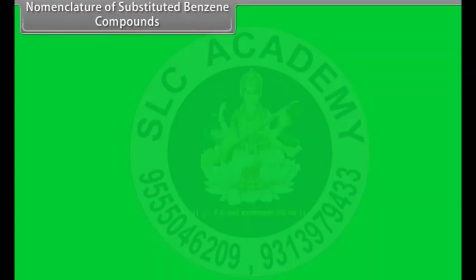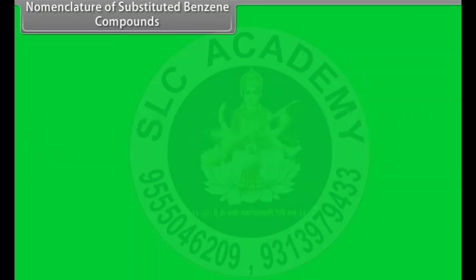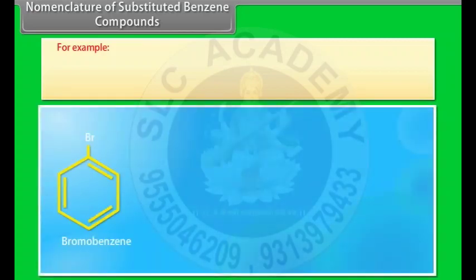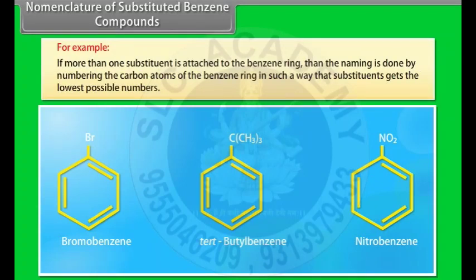Nomenclature of substituted benzene compounds. To name the substituted benzene compounds, they are named by attaching the name of the substituent as a prefix to the benzene. For example, bromobenzene, tert-butylbenzene, nitrobenzene. If more than one substituent is attached to the benzene ring, then the naming is done by numbering the carbon atoms of the benzene ring in such a way that substituents get the lowest possible numbers.